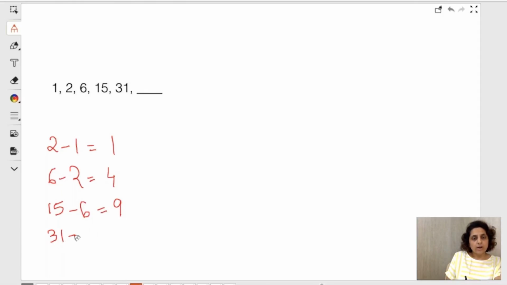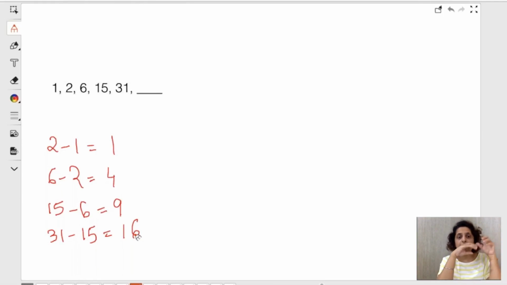And what is 31 minus 15? That is 16. All right. So as we look at the difference between the consecutive terms given in this series, what we can make out is 1, 4, 9, 16.